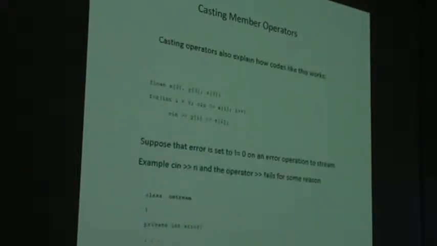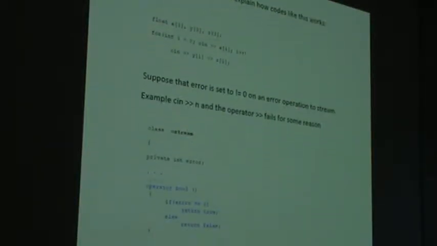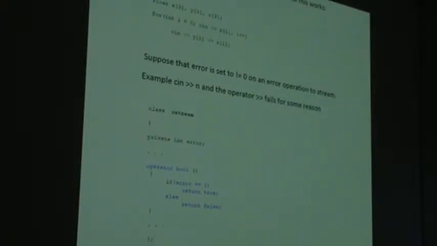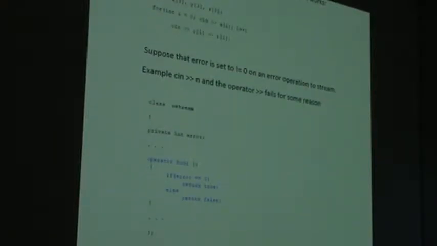Okay, you're not impressed. It's good stuff. All right. Casting operators also explain certain types of code that we have. And I think I already mentioned this at the very beginning of the semester, but you had no idea what I was talking about, which is fine. Some of you still don't have any idea what I'm talking about. But that's all right. That's what makes it interesting.